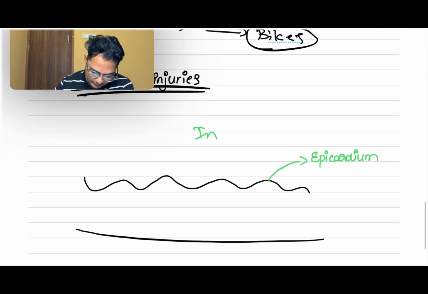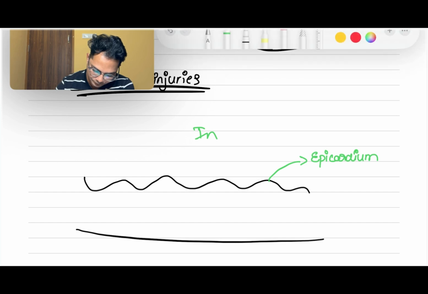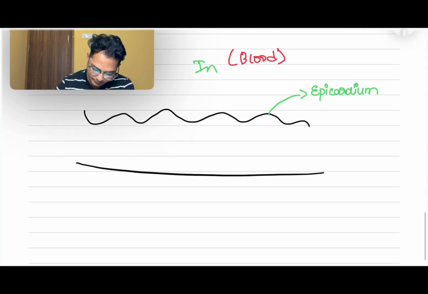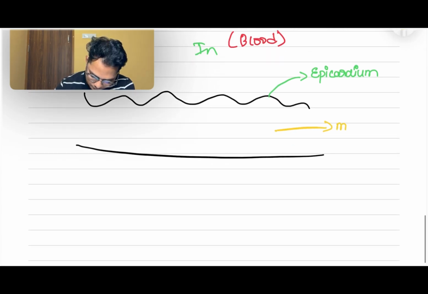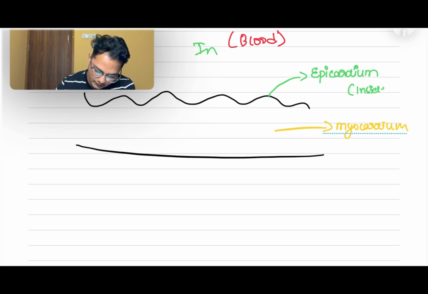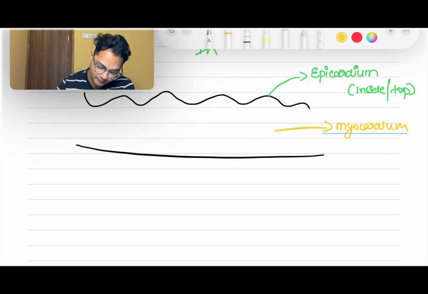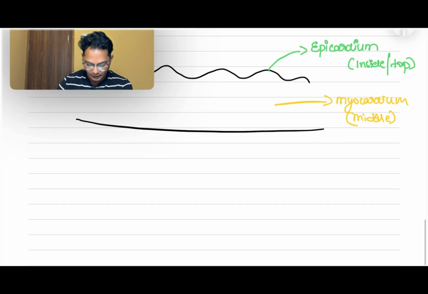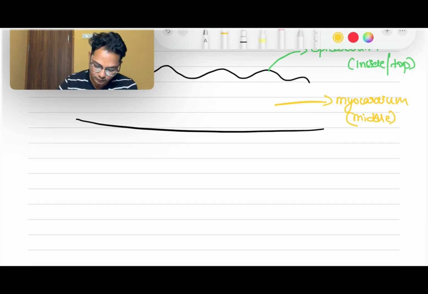Okay, this is inside. Let me tell you, here in this part, there will be presence of blood. This is called as epicardium, and the second layer is called as myocardium. Epicardium is called as epicardium because it is present on the inside, but it is a top layer. And myocardium is called as myocardium because it is in the middle.